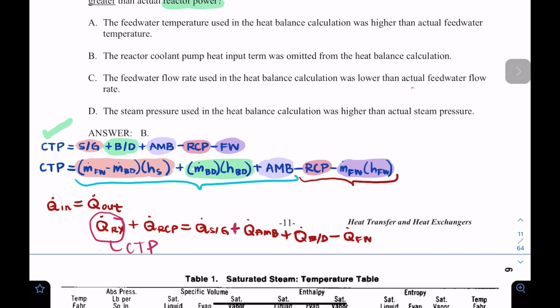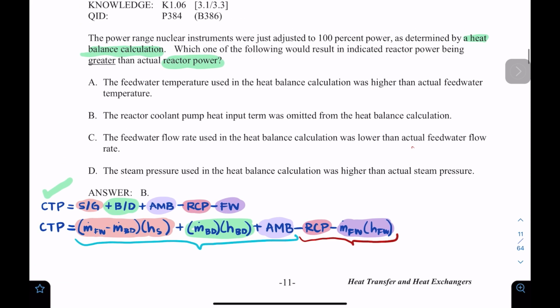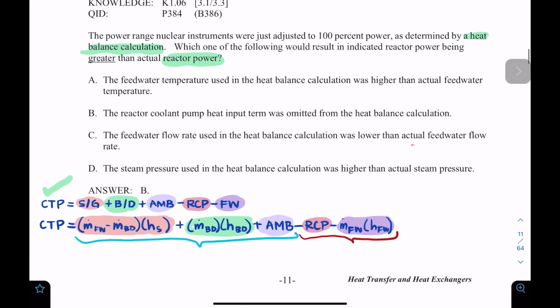This is going to be a little different. So when we go over this example, it's just going to be a little different because of that. And also the blowdown is mass flowing, so that's why we use the mass flow rate of the blowdown times the enthalpy of the blowdown here. Okay, so now that that's cleared up, let's go over and review this question again.